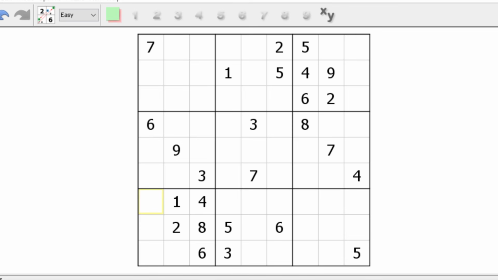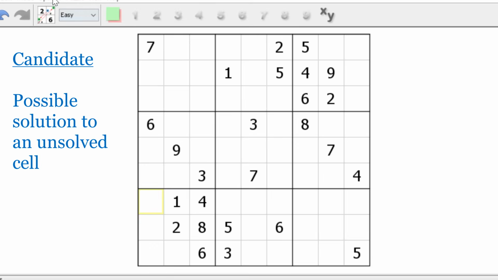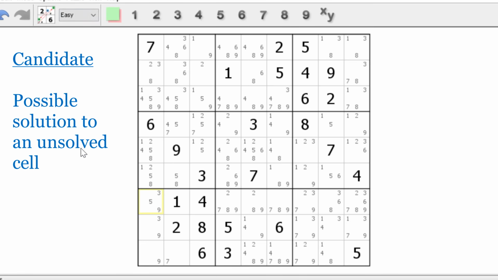First, let's go over some terminology before I demonstrate these strategies. In a Sudoku puzzle, when I talk about a candidate, I am talking about the remaining possible solutions for a particular cell. Our goal in Sudoku is to solve each cell by identifying only the candidate that can be logically entered in that cell. We do this by eliminating all the other candidates for that cell.